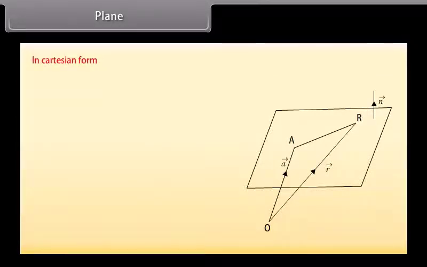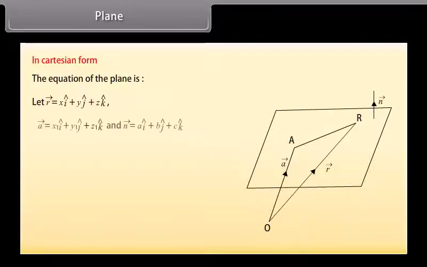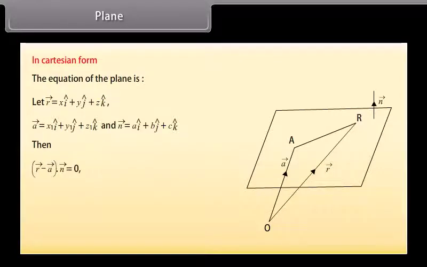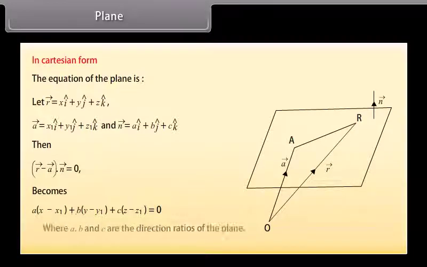In Cartesian form, the equation of the plane is: let vector R equals x i cap plus y j cap plus z k cap. Vector A equals x1 i cap plus y1 j cap plus z1 k cap. Vector N equals a i cap plus b j cap plus c k cap. Then, dot product of vector R minus vector A and vector N equals 0 becomes a into x minus x1 plus b into y minus y1 plus c into z minus z1 equals 0, where a, b, and c are the direction ratios of the plane.